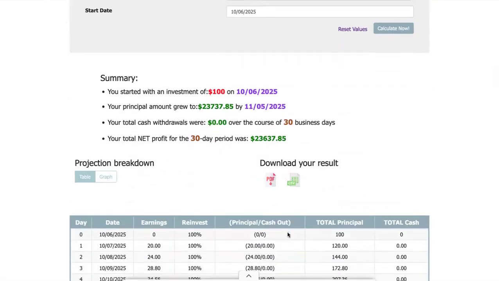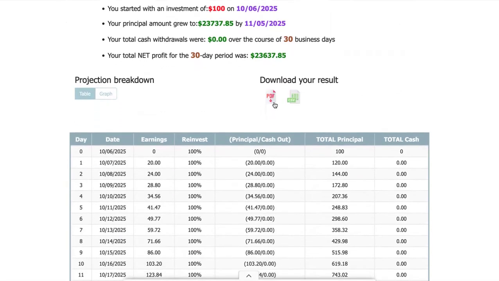Now, what you see here is a prediction amount, right? It's a prediction of how much you can make, or how much you can make up to. So if you started with $100, it says on the 6th, and then it says the principal can grow up to 23,737 in 30 days. Now you can make less, you can make more, you can make the exact amount. It's just a prediction of how much you can make if you follow the compound plan.